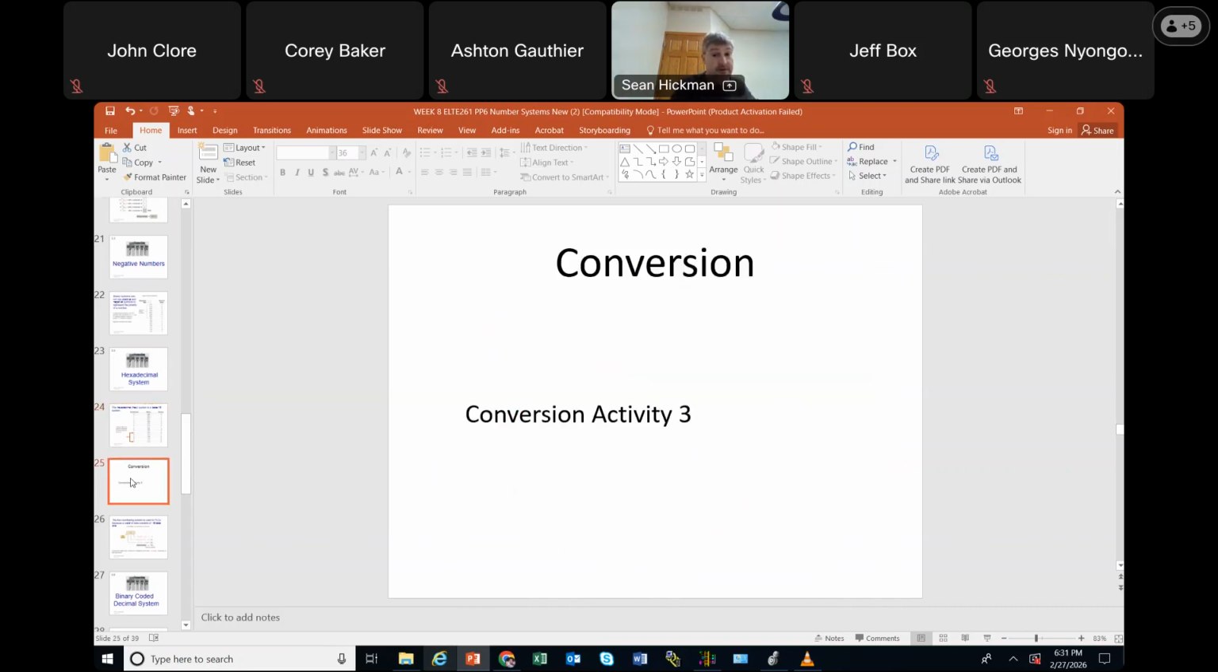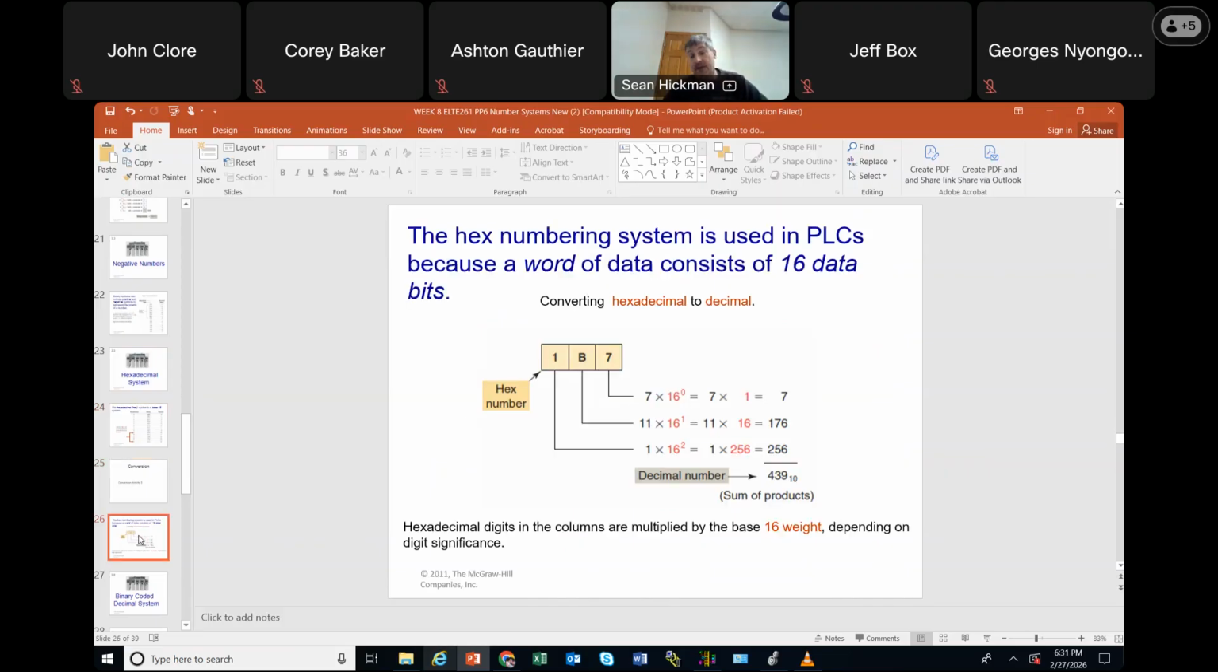What's this? Conversion activity 3. What's that showing? Conversion 1B7. Okay, so here's my 1B7. This is the least significant. It's the 1s. This right here is the 16s. This one right here is the 16 times the 16s, which is the 256s. This one here would be the 4,096s, if that's what you had.